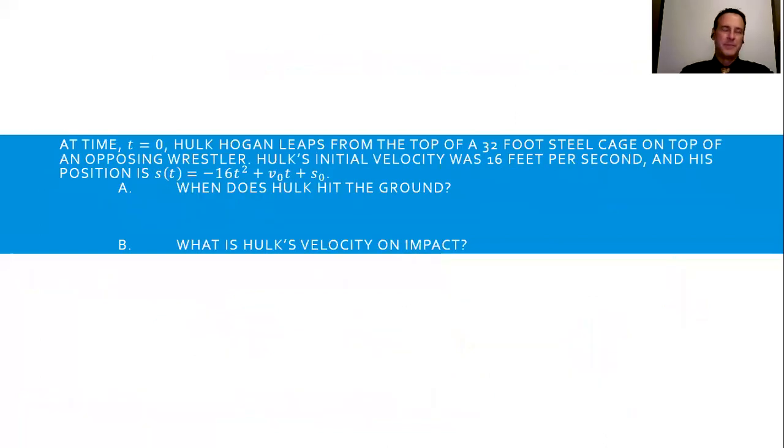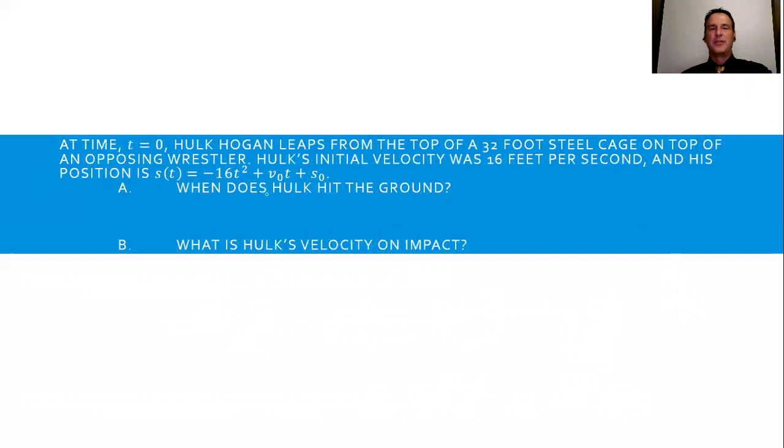All right, hey, this is the last one. I'm a huge wrestling fan, and Hulk Hogan was the wrestler at the time who was a superstar. And here's what it says. At time t equals 0, Hulk Hogan leaps from the top of a 32-foot steel cage and lands on top of an opposing player. Hulk's initial velocity was 16 feet per second. His position, s of t, remember we were originally making position be your s term, is equal to negative 16t squared plus your initial velocity, v sub 0 t, plus your initial height.